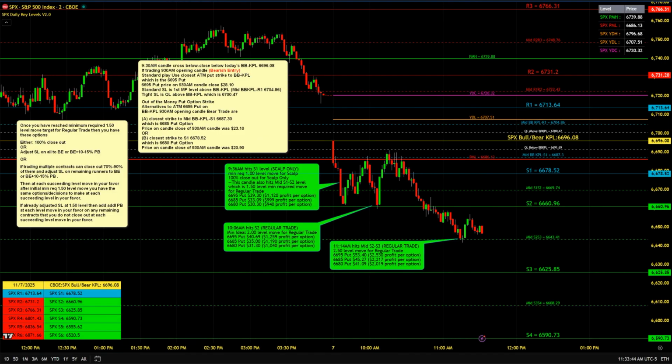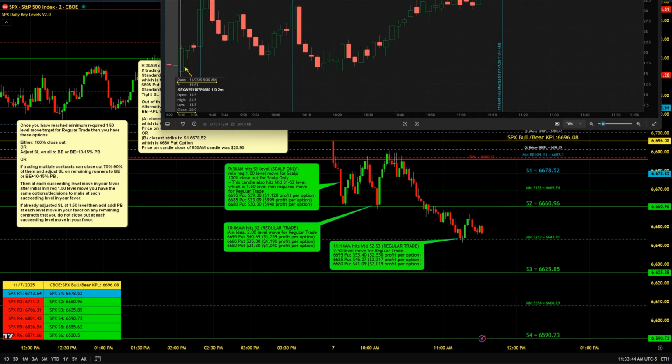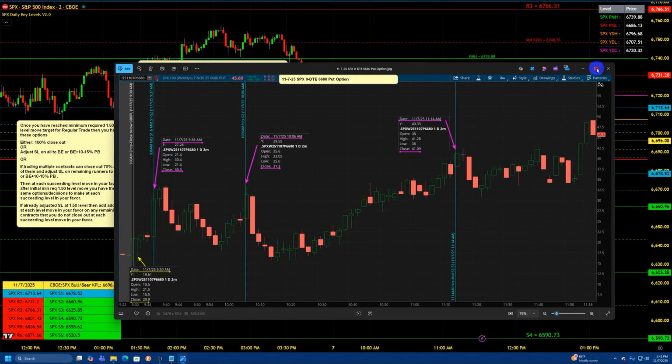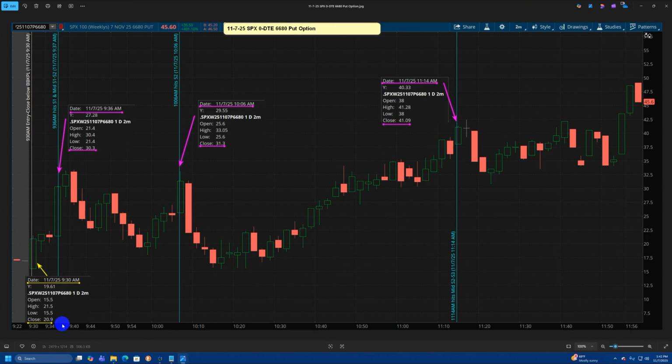Next, we'll take a look at the 66.80. That's the furthest out of the money. 9:30 a.m. candle close below the BBKPL. Entry $20.09. $20.90 on the close. 9:36 a.m. when it hits S1 and the S1, S2. The close $30.30. 10:06 when it hits S2. $31.30. 11:14 when it hits mid S2, S3. $41.09.